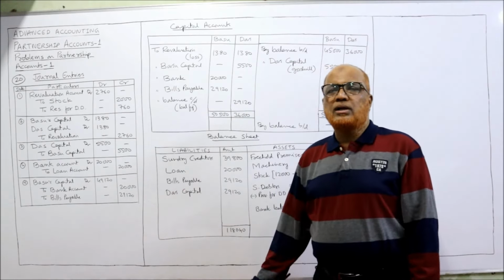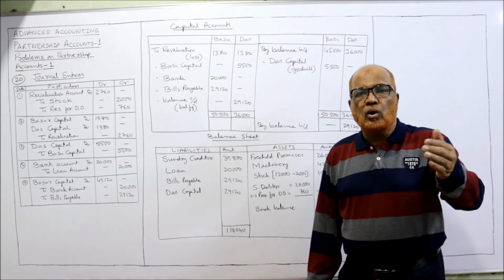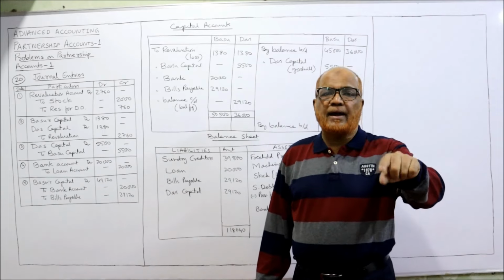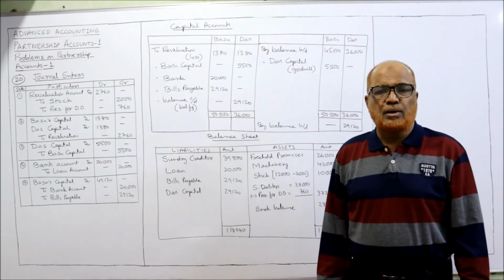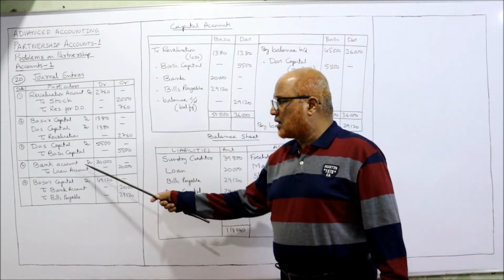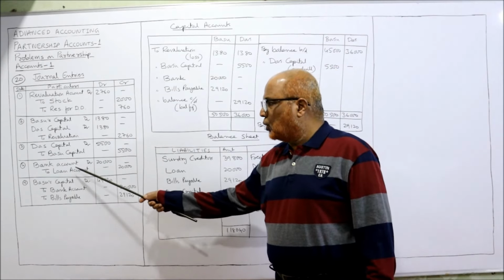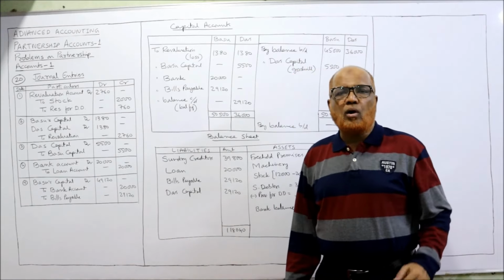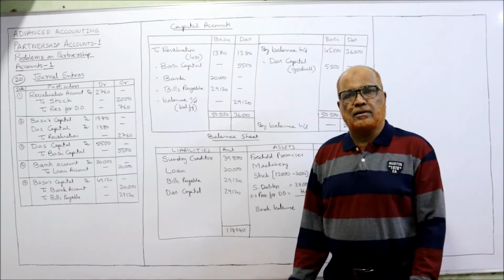Next one is loan taken. 20,000 loan has been taken by Das so that this amount can be paid to the retiring partner Basu. So bank account debit 20,000 to loan account 20,000. Being the loan taken in order to pay to the retiring partner.